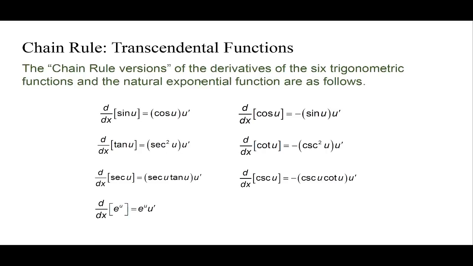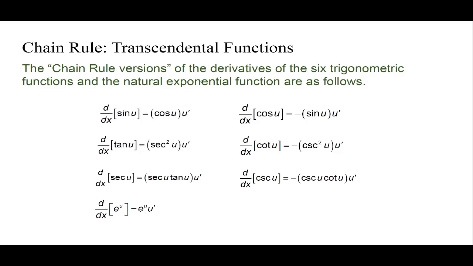So, transcendental functions and the chain rule. The chain rule can be useful while finding the derivative of trigonometric functions. For example, if your trigonometric function, let's say the sine function, is sine u, where u is a function of x, then in that case, the derivative of sine u is cosine u times du over dx. And the same thing applies for the rest of the trigonometric functions.